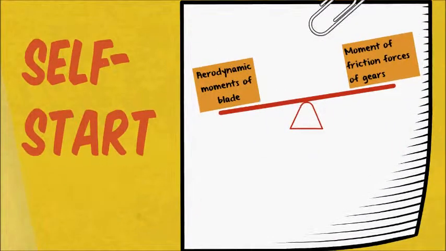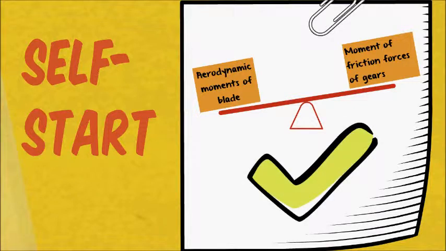Lastly, self-start. The self-start capability of the turbine is determined by the aerodynamic moments of the blade compared with the moment of friction forces in the gears. The relatively large surface area of the design and twist at the root will inherently provide a large aerodynamic moment for the blade to self-start even at low speeds.